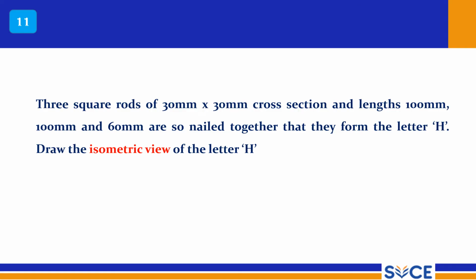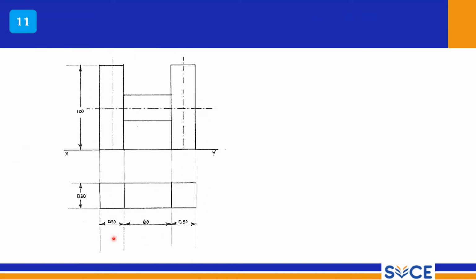So now with these 3 square rods we are going to form the letter H, right? And this is the hand drawn diagram of the letter H, and this is the square rod with 60 mm, and this is the square rod with 100 mm, right? The square rod side is 30 mm square only. So now 30, 60, 30, the total width is 120 mm, right? So this should be projected again. It is a combination of solids only, right?